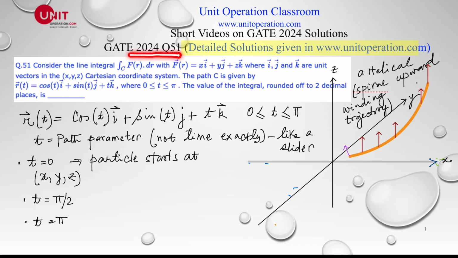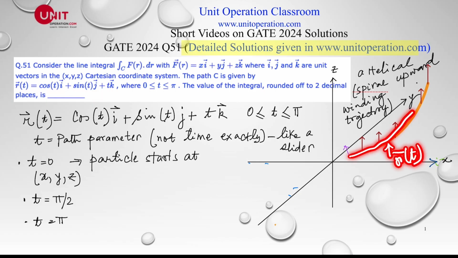Question 51. Consider the line integral right here, where this vector field is defined in a very standard Cartesian coordinate definition. And the path C is given by this path function right here. So what is basically happening is, let's assume this is a fluid flowing in the direction defined by this r(t) function.